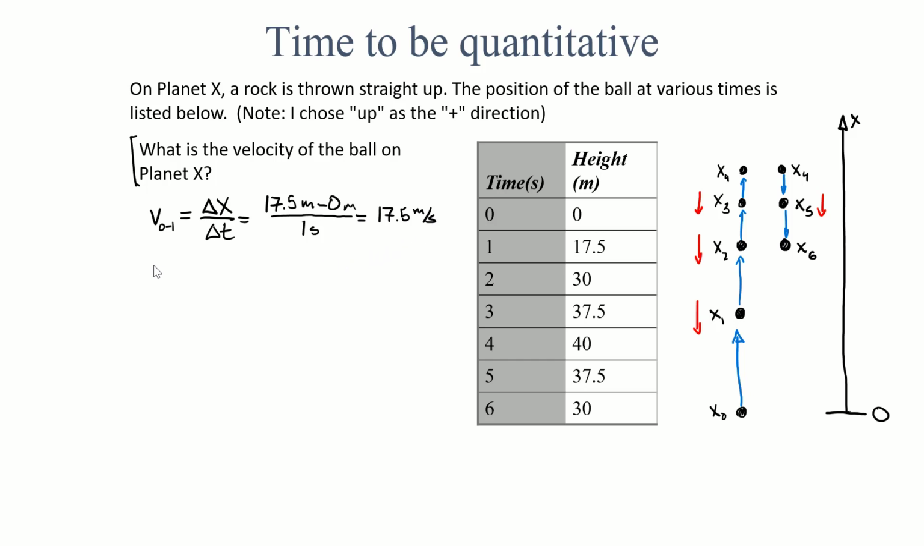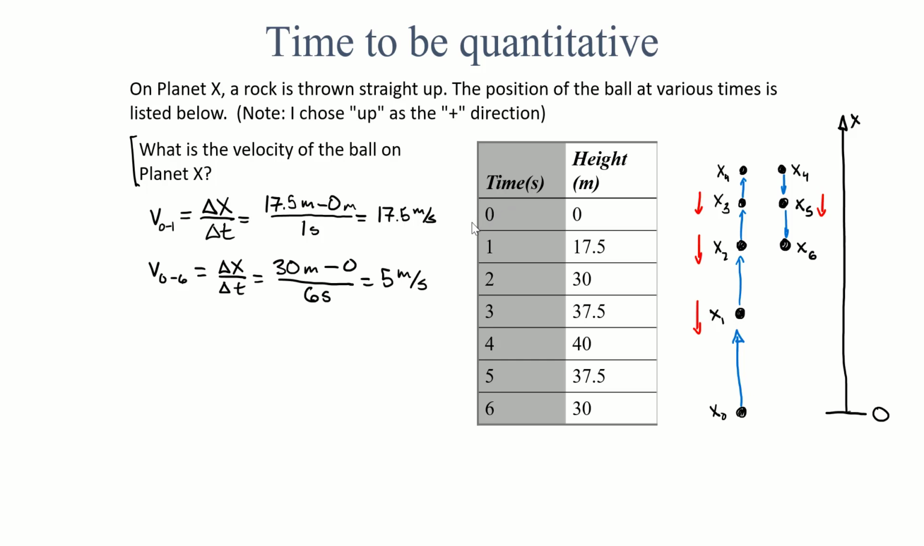But we could also calculate, what's the velocity from 0 to 6 seconds? What's the velocity over that whole trip? And that would be the change in position over the change in time. And in this case, since the position after 6 seconds is 30 meters, and the position at 0 is 0, 30 over that change in time would be 6 seconds, that would be 5 meters per second.